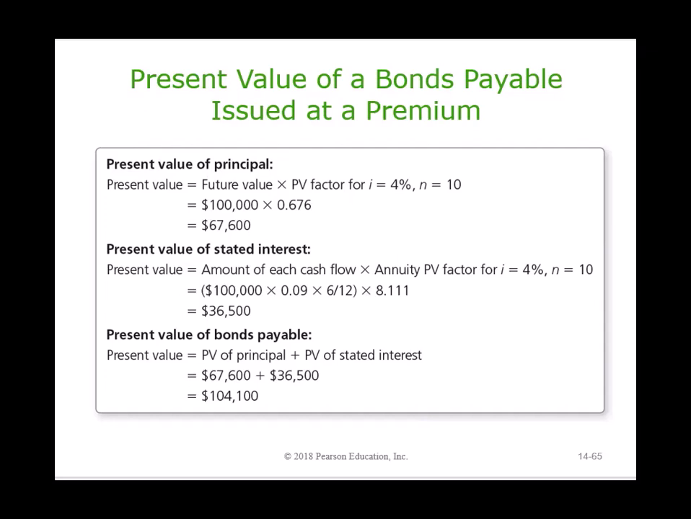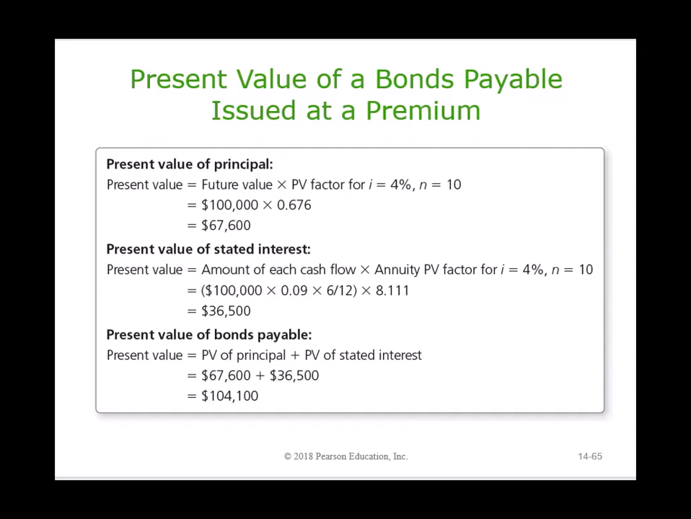And similar to the discount, what this is telling us is, when we sell these bonds for $104,100, as these bondholders receive that interest over the period and they're only paid back the $100,000 in the end, they have effectively earned a return of 8% rather than the stated 9%.